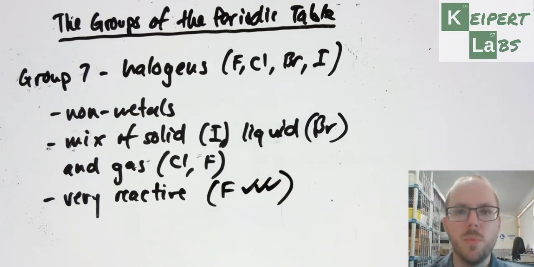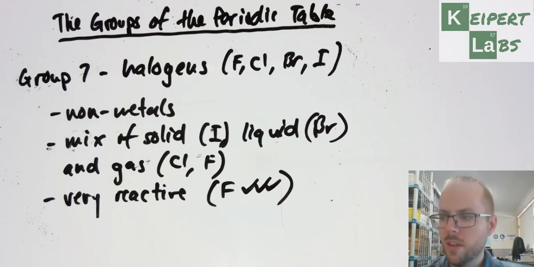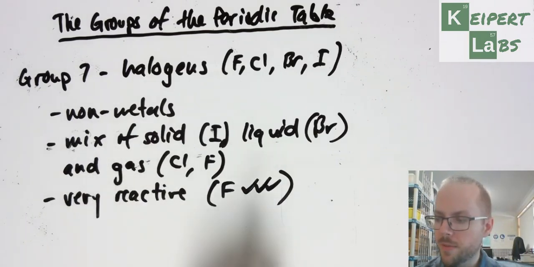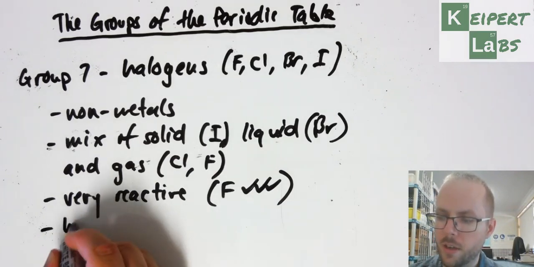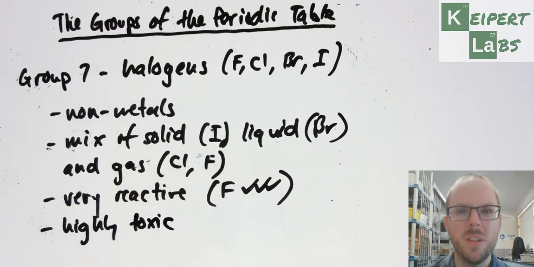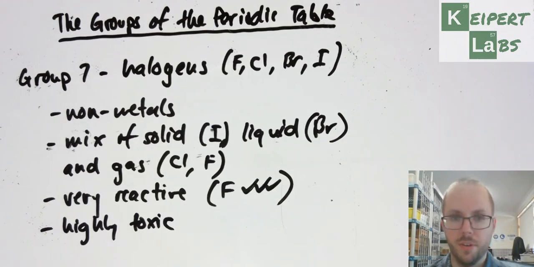Fluorine especially is probably the most reactive element in the periodic table. It will violently react with just about anything you could possibly mix it with, and it's very, very dangerous, especially when you put it in water and it becomes an acid, hydrofluoric acid, if you've ever seen Breaking Bad. So very reactive, non-metals, a mixture of solid, liquid, and gas, which makes them very different. And they're also highly toxic. Chlorine gas was one of the first chemical weapons used in World War I, and very, very nasty stuff, as is everything else there.